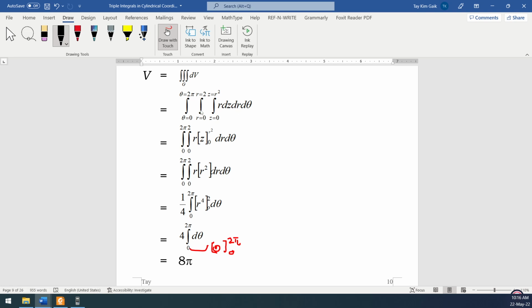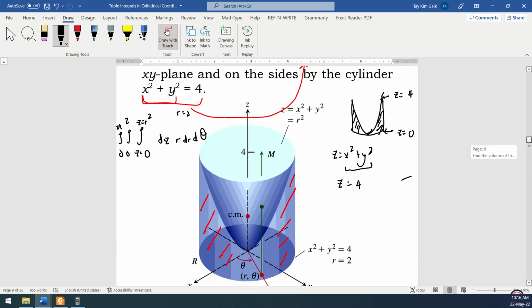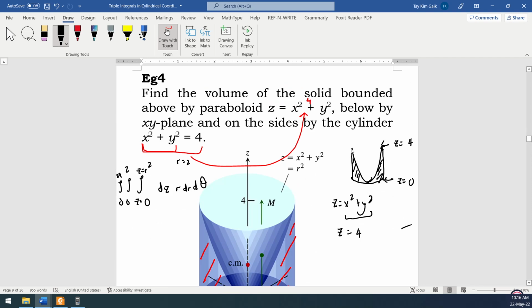You see the limits for r and theta are the same; only the limit of z changes, because you have to understand what solid remains. In this question, the solid that remains is a cylinder with the paraboloid dug out, intersecting at z equals 4. The bottom is flat, z equals 0, the upper part is the paraboloid z equals r squared, and the projection is still a circle with radius r equals 2.